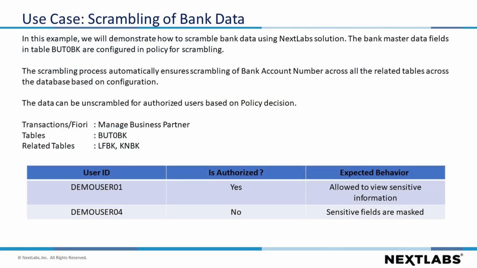We will demonstrate how to scramble data using the NextLabs solution to protect sensitive bank information in lower environments. Banking data is highly confidential and needs to be protected from unauthorized users, especially when used in lower environments. The scrambling process automatically obfuscates bank account numbers across all related tables in the database, based on predefined configuration. For authorized users, the data can be restored based on policy-driven access controls. Now, let's see how easily bank data can be scrambled using the NextLabs solution.